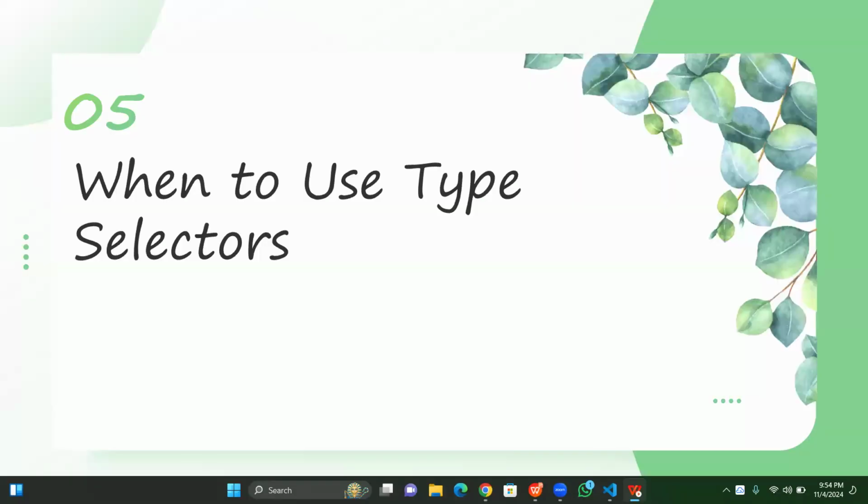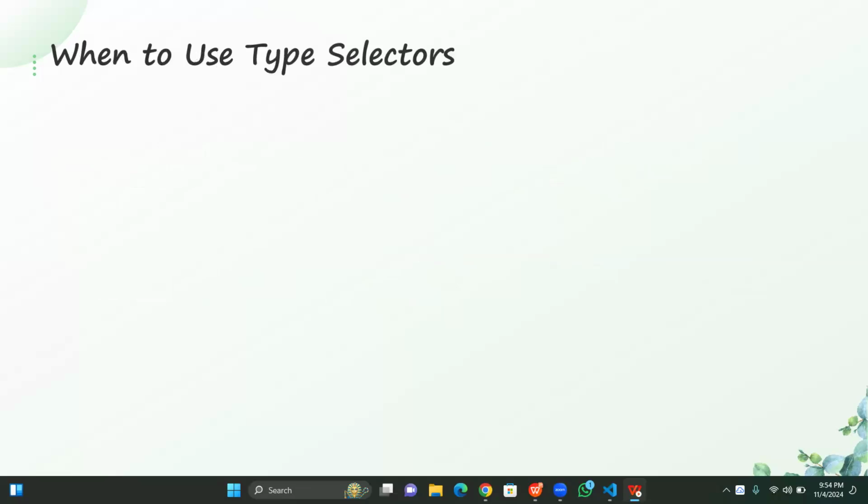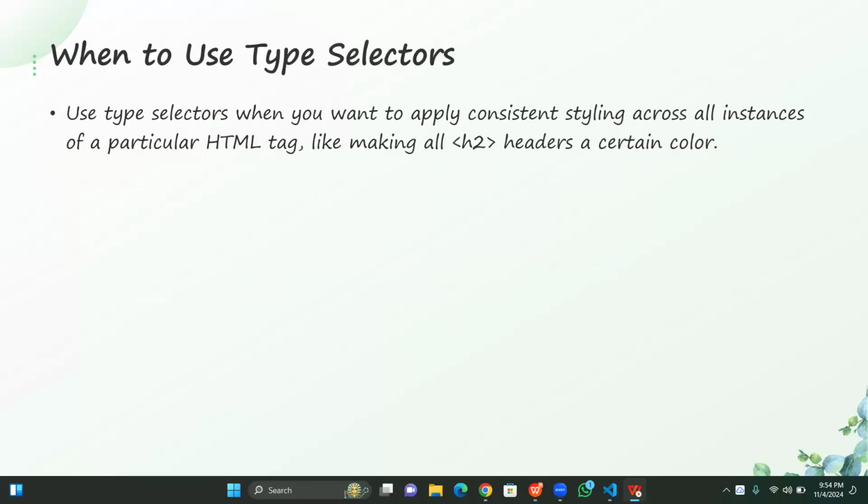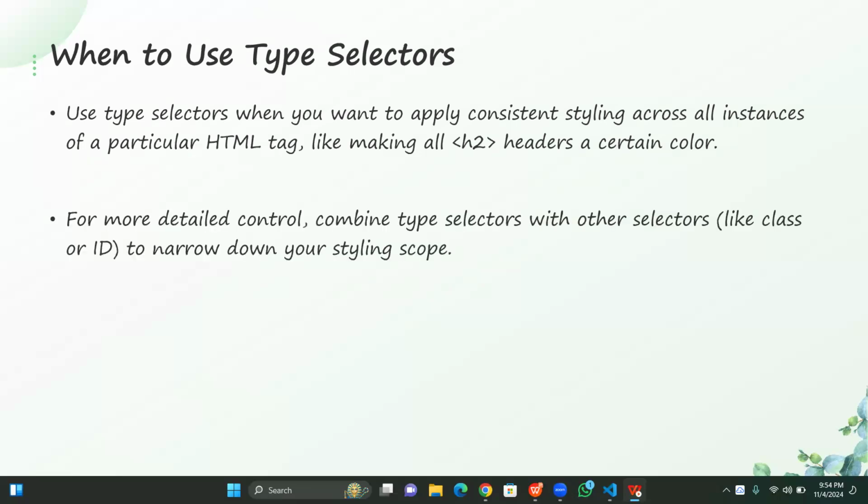So when do you use type selectors? You use type selectors when you want to apply consistent styling across all instances of a particular HTML tag, like marking all H2 headers a certain color. So when you have a general style that you want to give every particular element, you can use the type selector. For more detailed control, combine type selectors with other selectors to narrow down your styling scope.